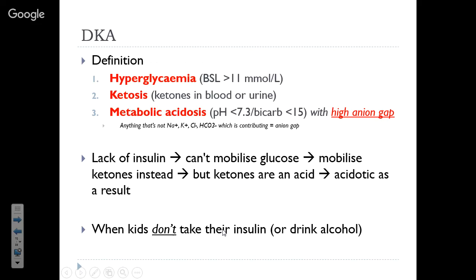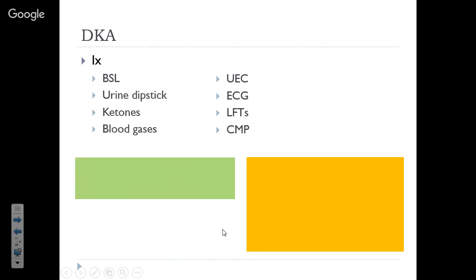Basically, when you've got a lack of insulin, you can't use the sugar because it's not in your cells. So the body decides to break down fat into ketones instead. The thing is that ketones are an acid, so when you break them down, you become acidotic, hence ketoacidosis. So DKA happens when kids don't take their insulin. So often they forget, or there's a change in routine, or they go to a party and drink alcohol, and that just messes the whole thing up.